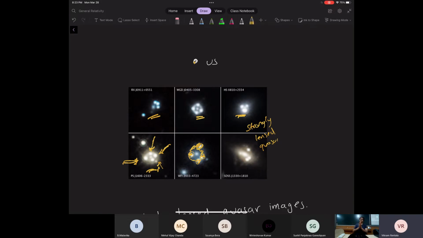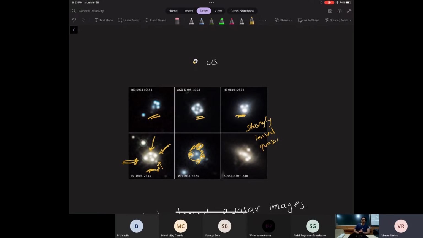In fact, these quasars were observed over 20 years, and this time delay between the flaring up is years, like 5 to 10 years. So you have to wait that long. You see one image flare, 5 years later another image flares, 5 years later another image flares. So it's crazy that they had the patience to do this, right?